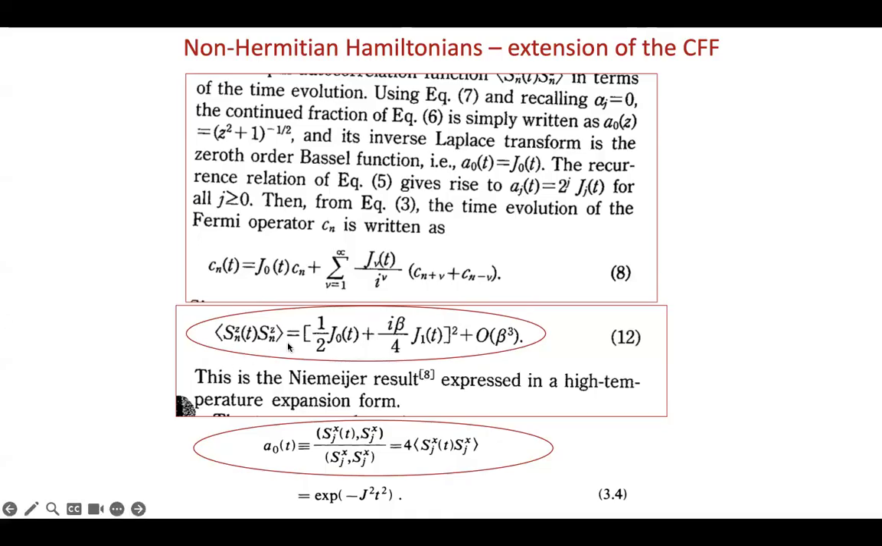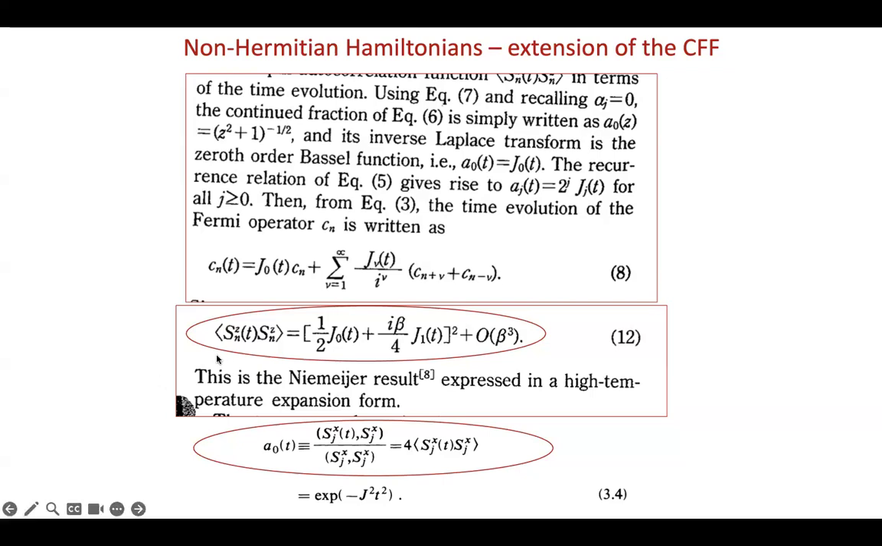And this result at infinite temperature, which is this result here, as it turns out, was first calculated by the Dutch physicist Niemeyer in 1967. So this checks out as the correct result. But what Hong did was say, okay, fine, I'm going to do a high temperature expansion of this result because it's a simple enough system that I can do it.